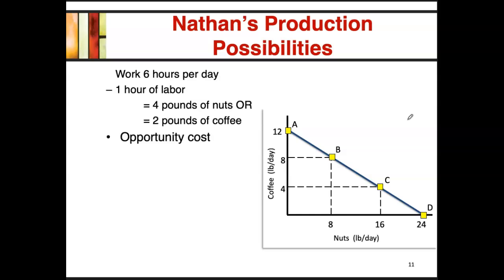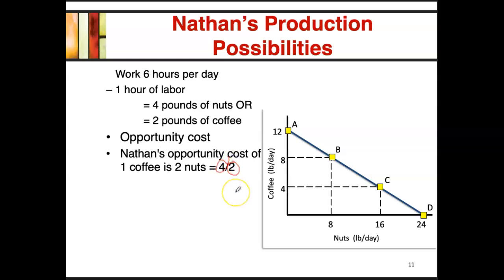So first of all, let's look at the opportunity cost of coffee. Remember, the opportunity cost of coffee is how many nuts Nathan should give up in production of 1 pound of coffee. We're going to use our formula: loss in nuts divided by loss in coffee. So Nathan's opportunity cost of 1 coffee is 2 nuts, so we have 4 divided by 2. To produce 1 pound of coffee, he needs to give up 2 pounds of nuts.